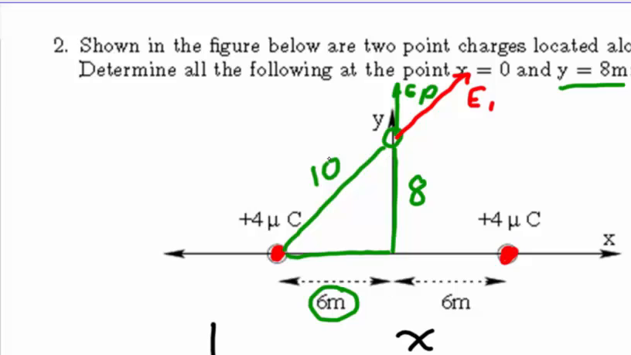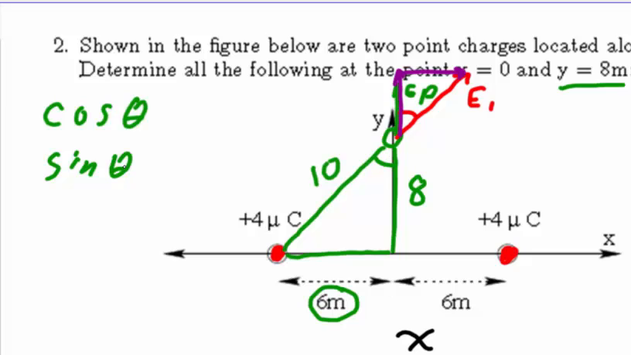Now, if we label the angle theta, we can put theta in this corner of the triangle so that we can see the y component of E1 is adjacent to theta, and the x component of E1 is opposite to theta. Using the principle of vertical angles, we can see that this angle here is also theta. From there, we can very simply determine both the cosine and the sine of theta. The cosine of theta is equal to the adjacent side, 8, divided by the hypotenuse, 10, and the sine of theta is the opposite side, 6, divided by the hypotenuse, which is also 10.